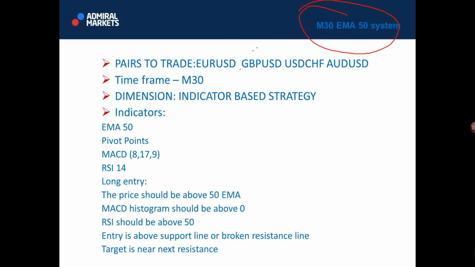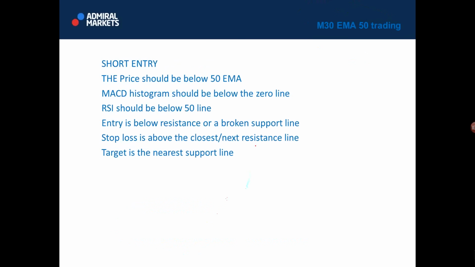So pairs to trade: euro dollar, cable, dollar Swissy, Australian dollar, M30 time frame, indicator based strategy, and you see the indicators. 50 EMA, pivot points. I can mail you the pivot point indicator if you don't have it. MACD settings 8, 7, 9, RSI 14. Long entry: the price should be above 50, MACD histogram should be above 0, RSI should be above 50. Entry is above a support line or a broken resistance line. Target is near the next resistance.